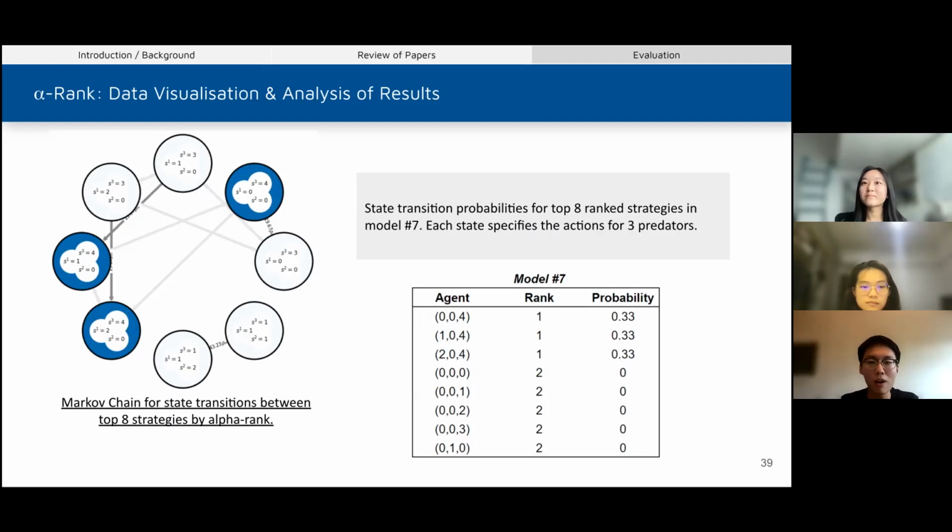To zoom into how alpha rank ranks the strategy for a particular game, we take the example from our 7th model, which has the most Monte Carlo simulations. The game is evolving, and we use a finite number of simulations to estimate the optimal states. The table on the right shows for each strategy the global behaviors of the 3 predators. There are 3 states ranked with the highest probability to be the optimal states, and they are showing the Markov chain with the blue colors to denote that they are the most durable states from an evolutionary point of view.